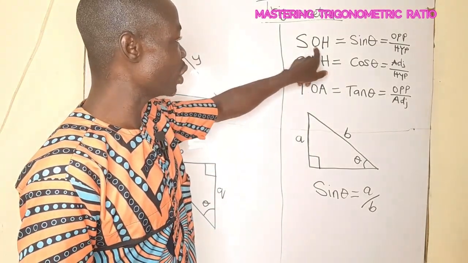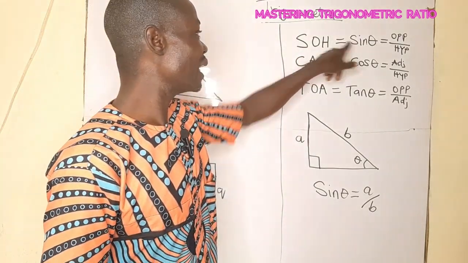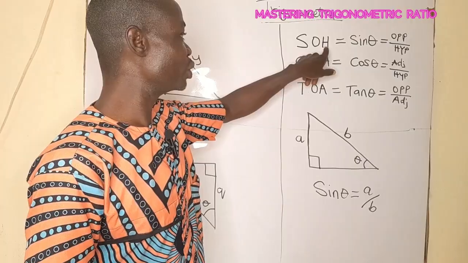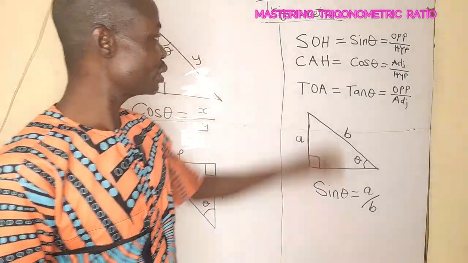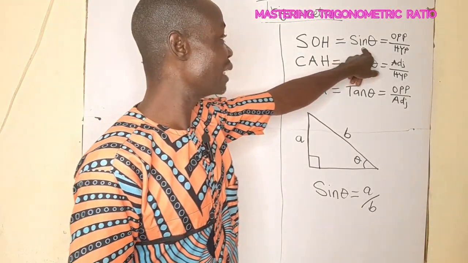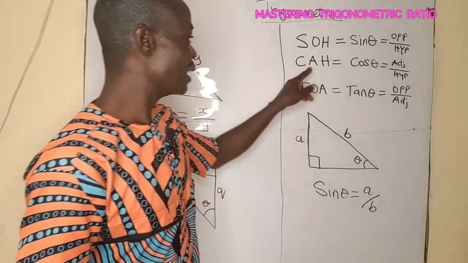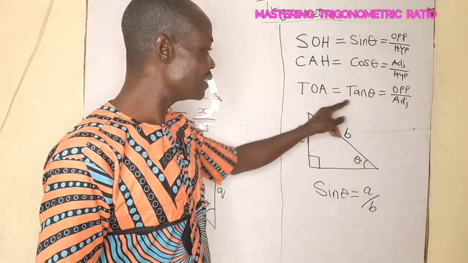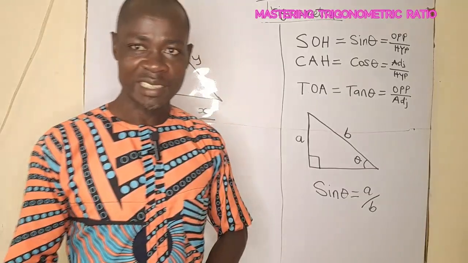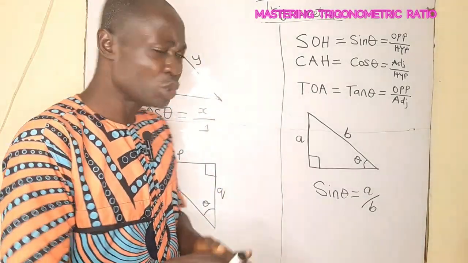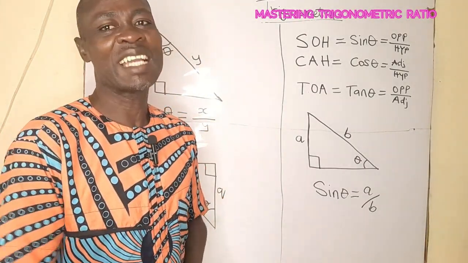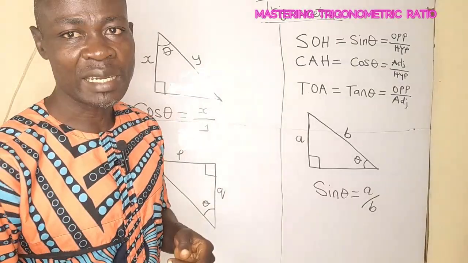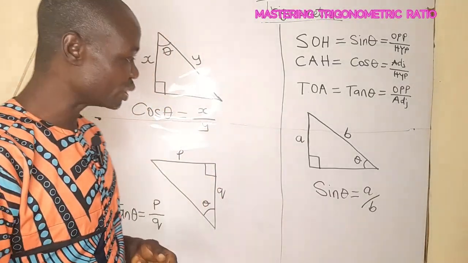So what is SOH? SOH, you can see, is sine. S stands for sine, O stands for opposite, and H stands for hypotenuse. So that means sine theta is equal to opposite over hypotenuse. Cos theta is equal to adjacent over hypotenuse, and then tan theta is equal to opposite over adjacent. These are the ratios. So we already know the sides that are opposite, the sides that are adjacent, and of course the hypotenuse side.